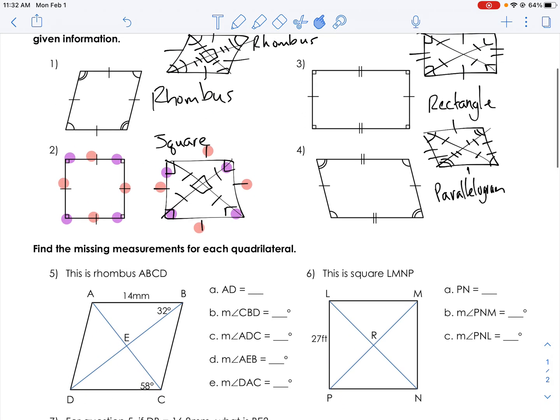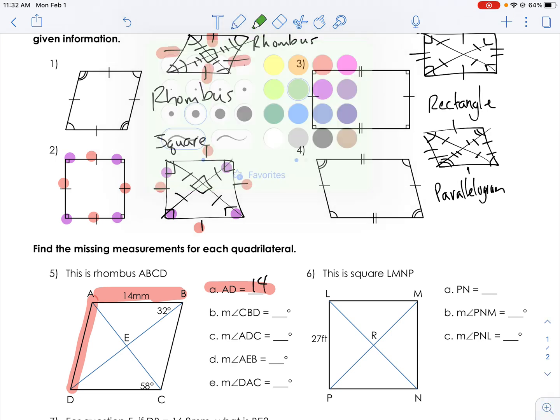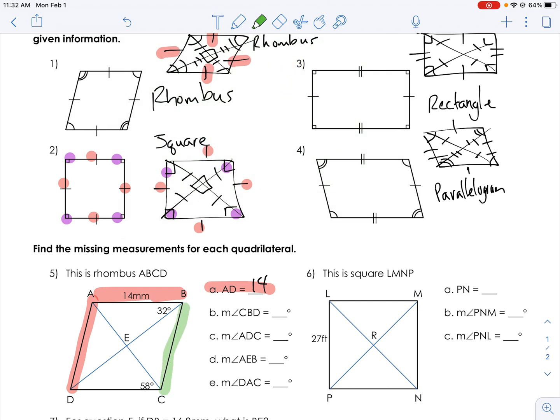Well, I'm just going to kind of reference this one. So we're trying to find AD. So we're trying to find this, but we know that all four sides are the same. So since this is 14, this side would also be 14. Next, they want us to find CBD. That's this angle right here, which would be the same as that one because they have the same marks. So that's going to give us 32.